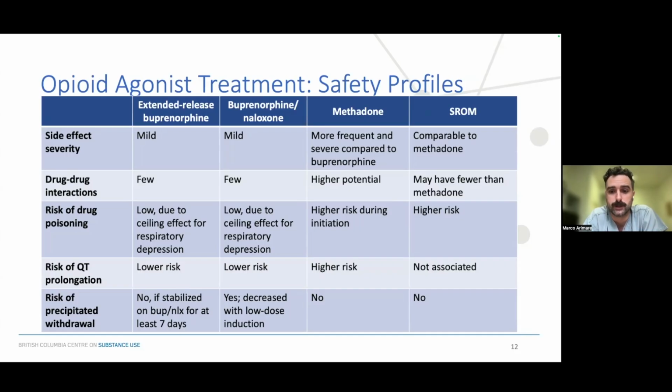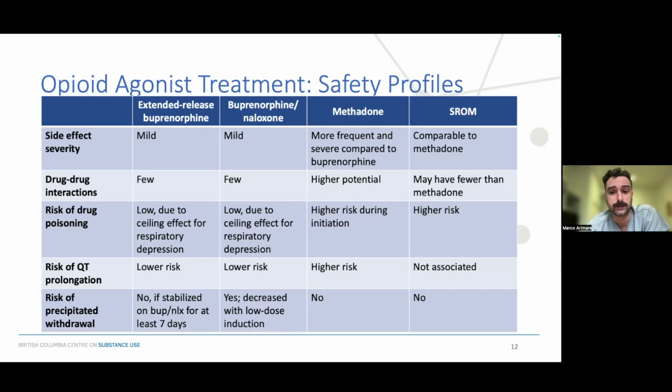Now, methadone is associated with QT prolongation. Buprenorphine has a much lower risk of QT prolongation, and slow-release oral morphine is not associated with QT prolongation. So that means that if you are prescribing methadone, more intensive monitoring is needed for individuals with pre-existing risk of QT prolongation, such as another QT prolongation medication that they're taking concurrently, or a family history of sudden cardiac death.